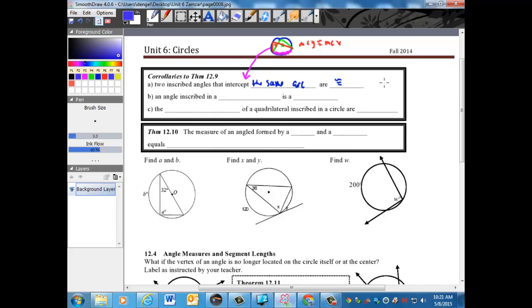Rule B, let's draw a picture first. Here's our circle. We're going to draw a semicircle or a diameter. Then we're going to inscribe an angle so that its endpoints cover that diameter. An angle inscribed in a semicircle is a right angle.